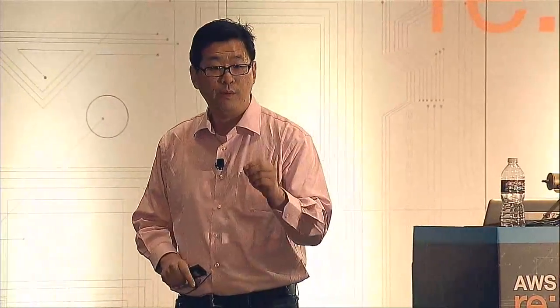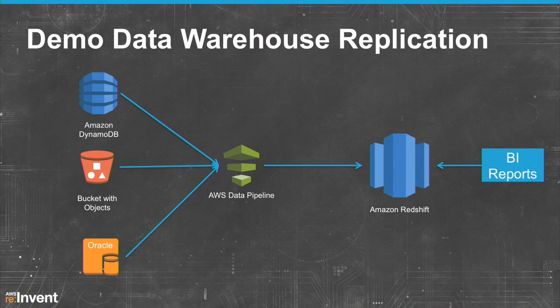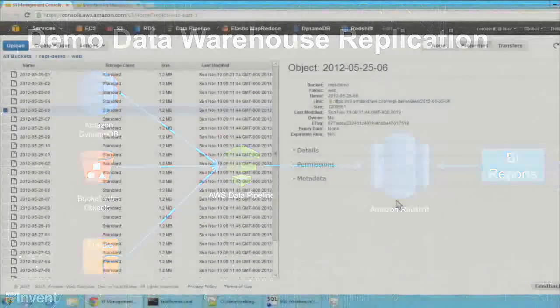You can also pull data from your remote data center, as long as that data source supports the JDBC connection. So we're going to give you a little demo of how Bob actually creates this in Data Pipeline. And I think it will be easier to understand.